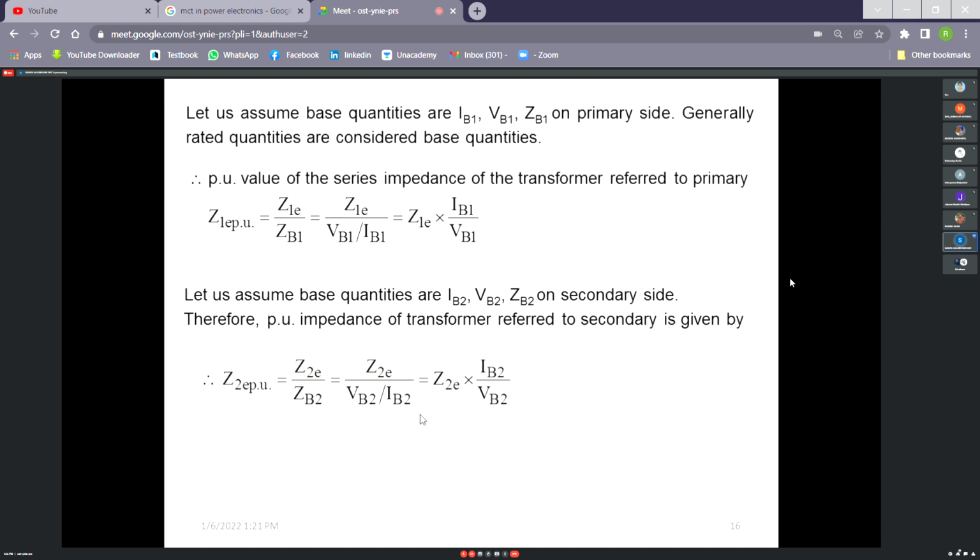In a similar way, if we want to calculate Z2 per unit, then Z2 per unit will be Z2E into IB2 by VB2. Now you see, there is a relationship between currents and voltages in the case of a transformer. This will be advantageous for us for the per unit representation. This is a property of the transformer that we are not imposing. MMF should be balanced, so N1 I1 equals N2 I2, and V1 by N1 equals V2 by N2. These are the basic relationships of voltage and current in a transformer.